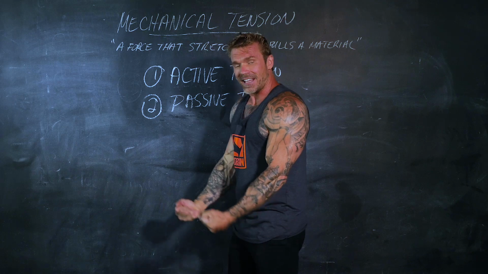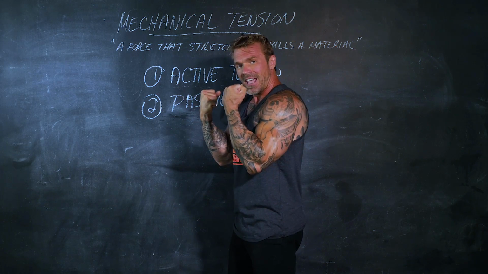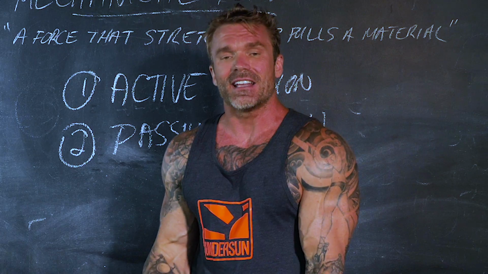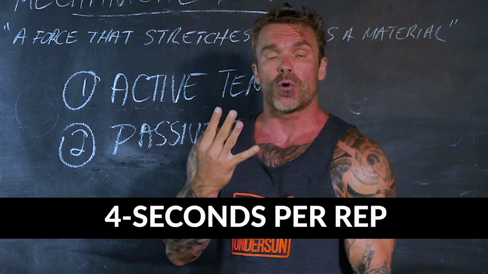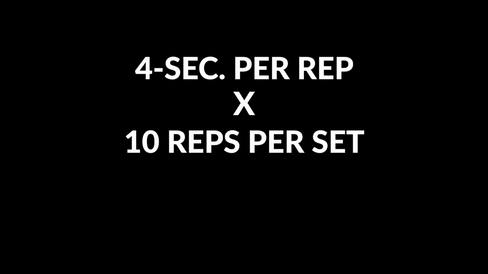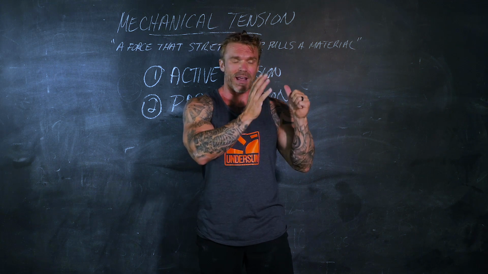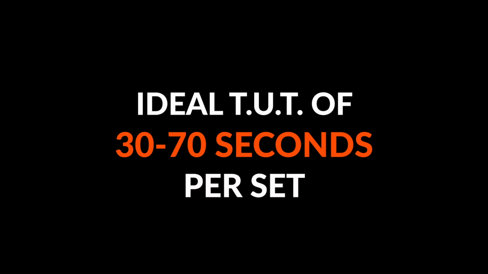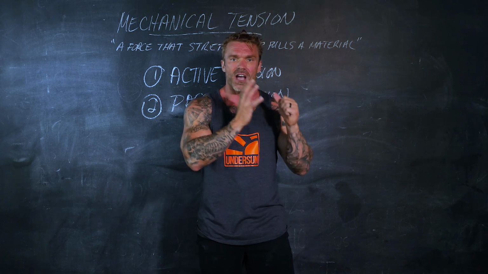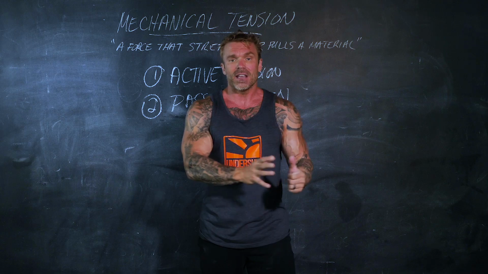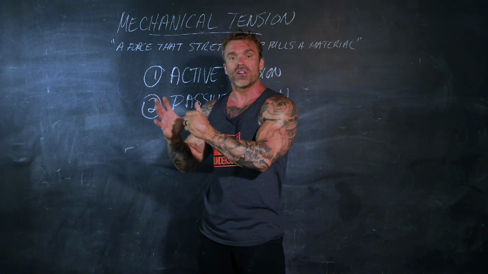So if we were doing, say, 10 reps with a concentric of 1 second, an isometric of 1 second, and an eccentric of 2 seconds, that would be 4 seconds per rep of time under tension. Multiplied by our 10 reps, that would give us 40 seconds. That would fall right under our ideal range of 30 to 70 seconds of total time under tension to trigger muscle hypertrophy.